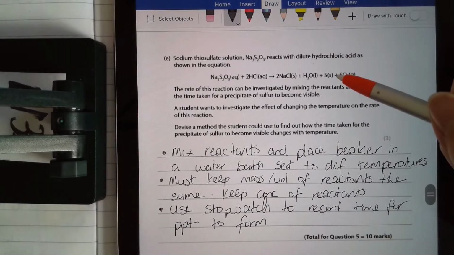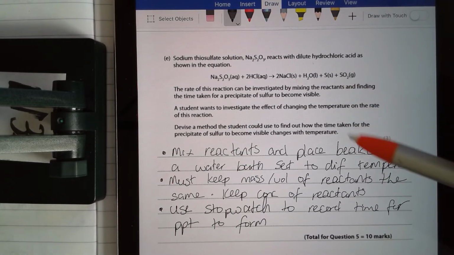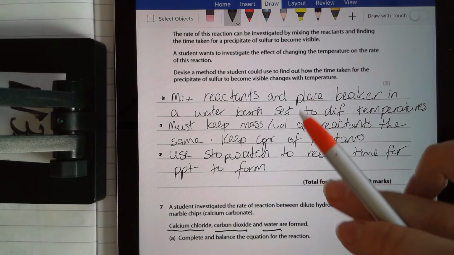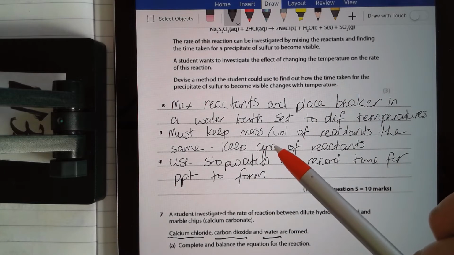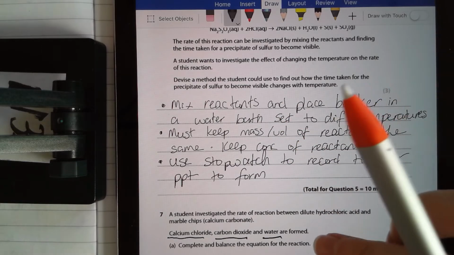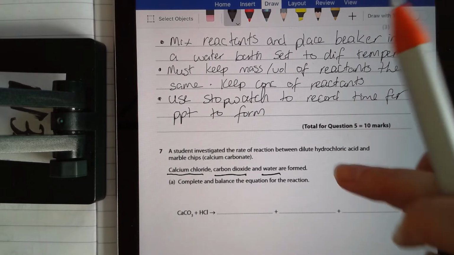Okay, you're forming a solid. The reaction is going to become cloudy. It's called a precipitate. And you're going to record using a stopwatch how long it takes for that precipitate to form. You need to mention what you're keeping constant, and you need to mention how you are going to control that temperature change. So that's where your 3 marks are coming from.